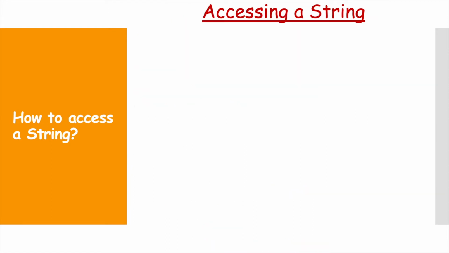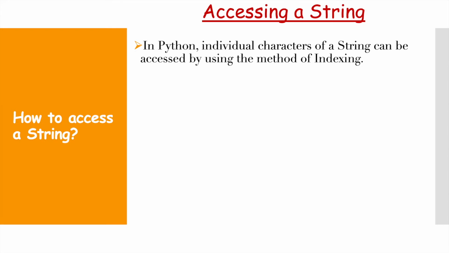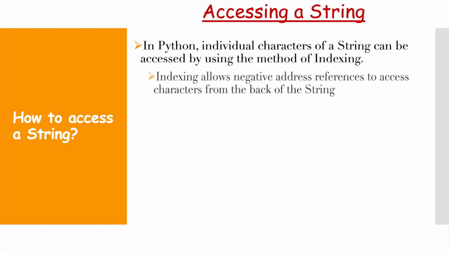Now let's see how to access a string in Python. In Python, the individual characters of a string can be accessed by using indexing. A string is a sequence of characters, and remember, whenever there is a sequence, every element of the sequence has an index number associated with it. If we want to access that particular element, we have to use that index value. And indexing always starts from 0.